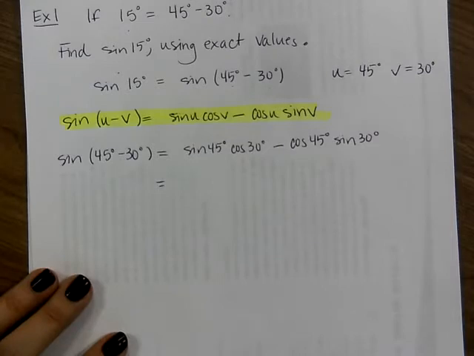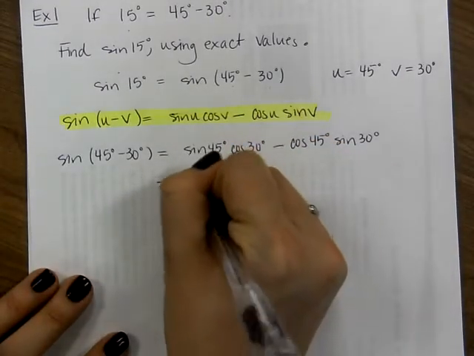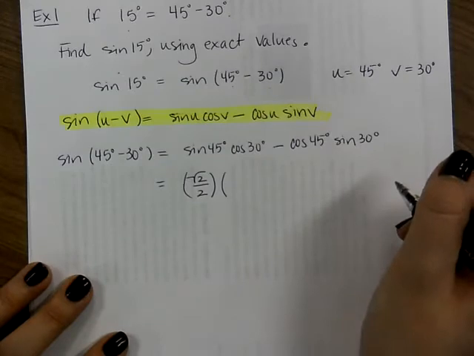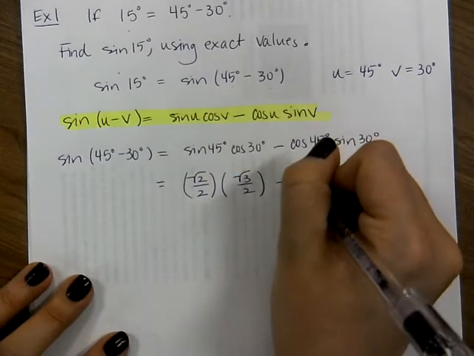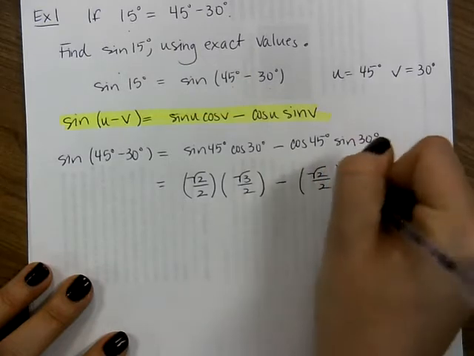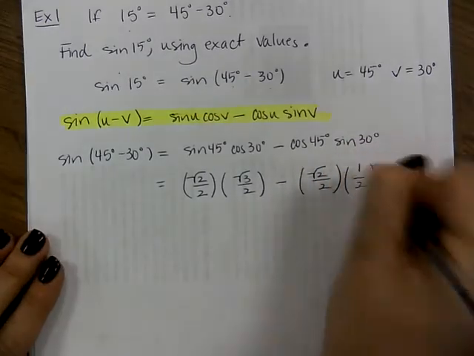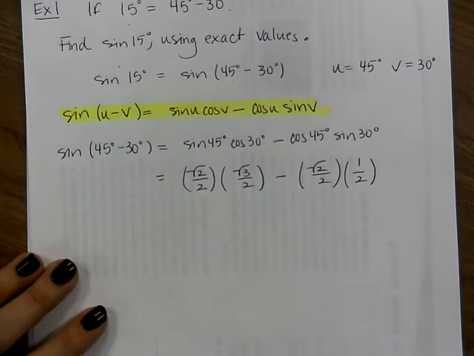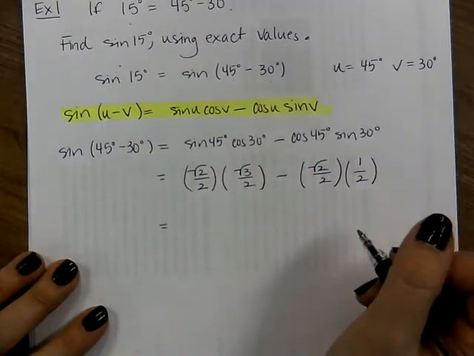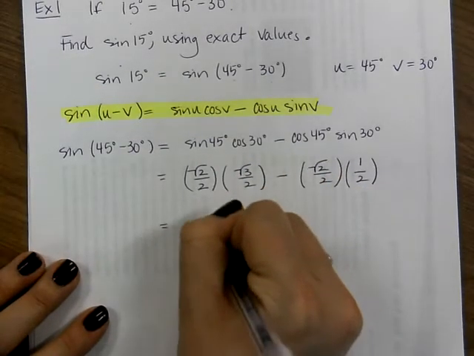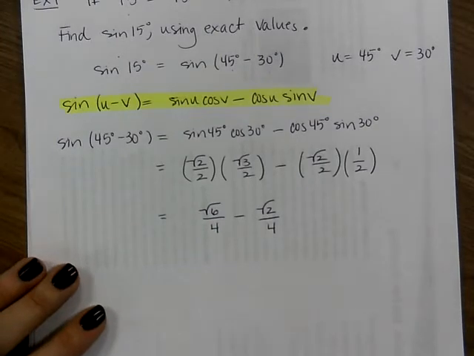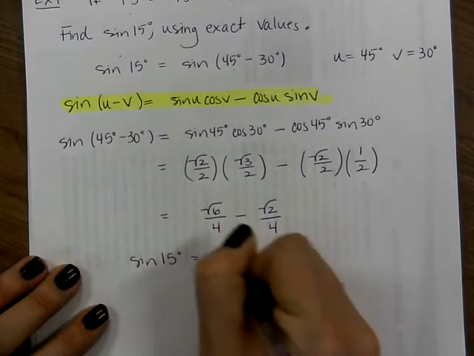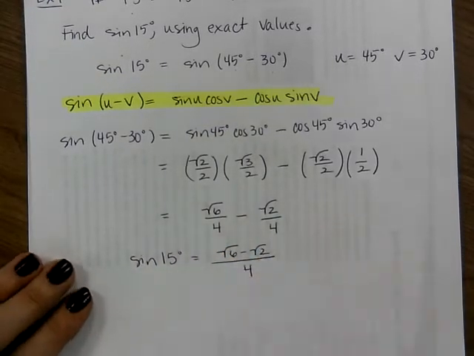So what is the sine of 45 degrees? What is the y value? Root 2 over 2. What is the cosine of 30 degrees? Root 3 over 2, minus the cosine of 45 degrees, just root 2 over 2, and the sine of 30 degrees is 1/2. Now we multiply. So what's root 2 times root 3? Root 6 over 4 minus root 2 over 4. You just want to combine them into 1. So the sine of 15 degrees is equal to root 6 minus root 2 over 4.